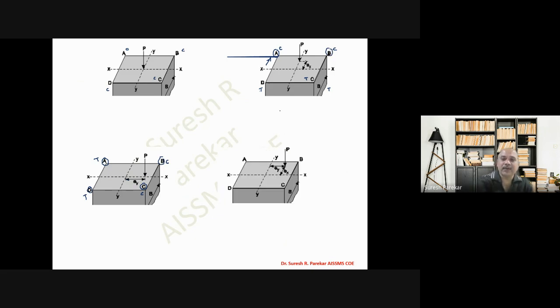We may have eccentricity along both axes, so we have Mx as well as we have My. So we have these four diagrams which will clearly show you the axial load, eccentricity about x axis, eccentricity about y axis, and eccentricity about both x and y axis.